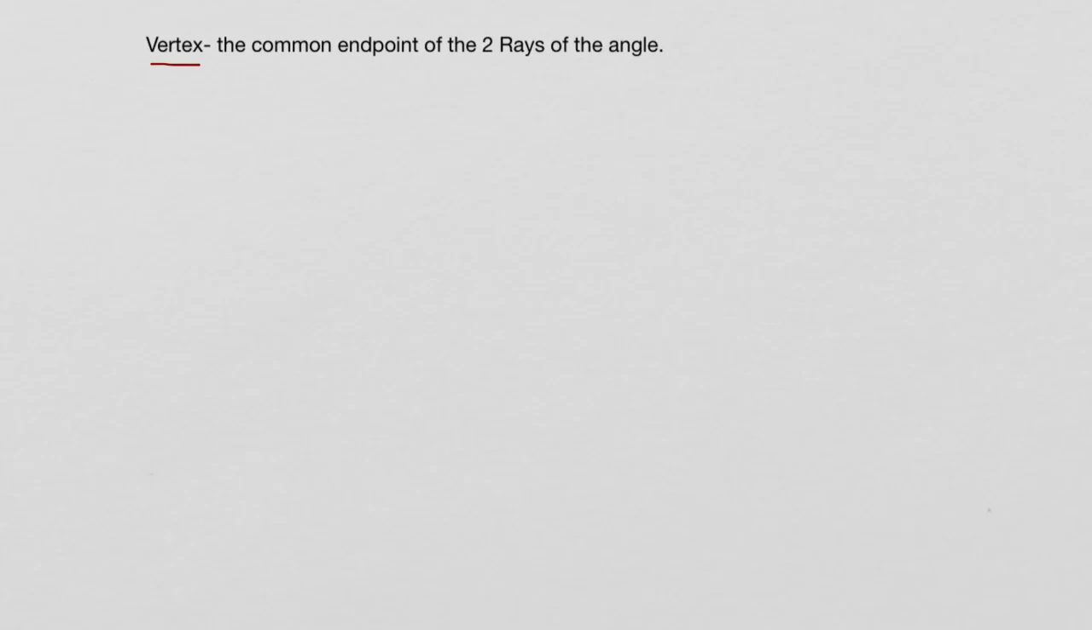So just to get the definition written down, the vertex of an angle is the common endpoint of the two rays of the angle. So if we are drawing our two rays, here is the vertex, because that is the common endpoint of the two rays. That's the vertex of the angle.